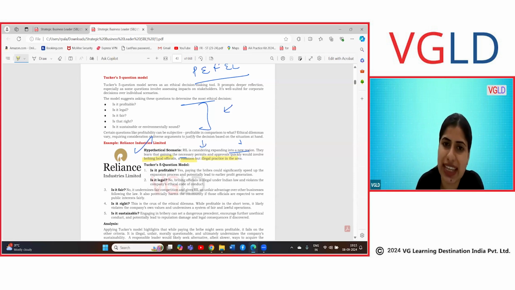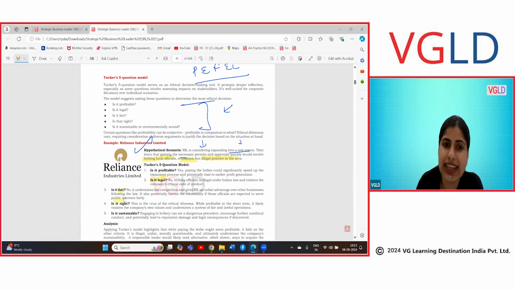So first question, is it profitable? Obviously, by paying the bribe, you will speed up your process. You will get the permission at an early stage and you can grow at an early stage. Next, is it legal? You will be considering whether giving a bribe is legal or not. In the case study, it is already mentioned, and we know that giving a bribe is totally unethical. It is not legal. Next thing, is it fair? Obviously, it is not fair. It is unjustifiable to our competitors who are following ethical practice. It could harm the local community as well. So it is not fair.